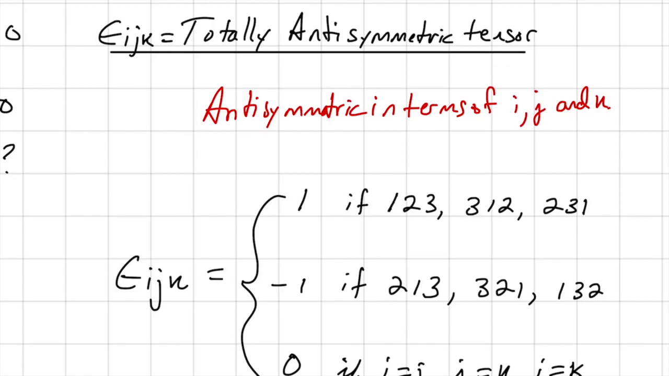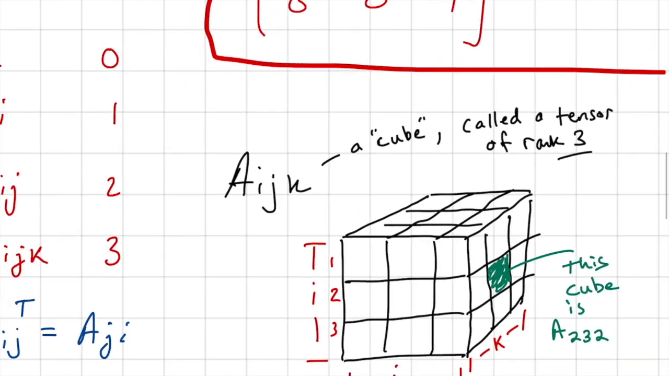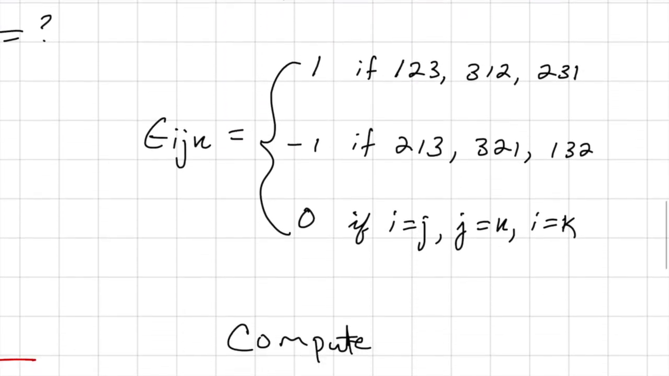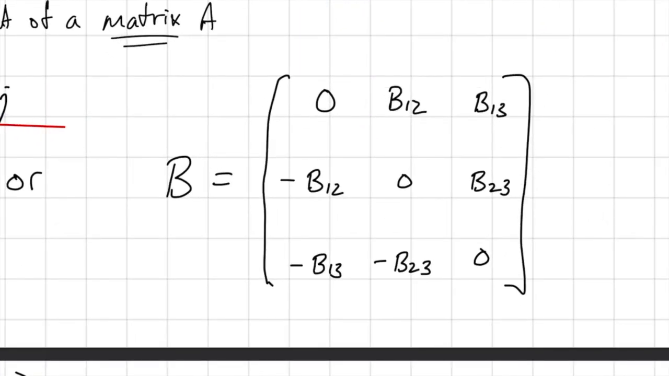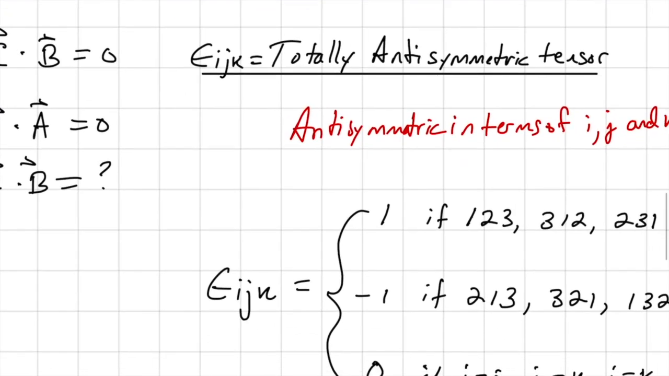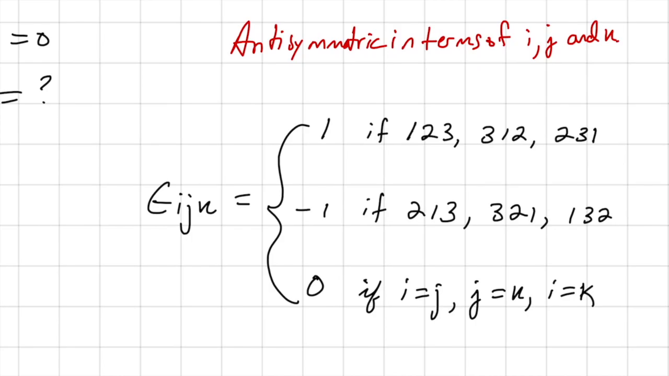So epsilon ijk is a tensor of rank 3. It's not a matrix. It's deeper than that. That's the sort of Rubik's Cube thing we're talking about here. And it has 3 values inside of it. It has 1s, it has 0s, and it has -1s, in the same way that our antisymmetric matrix had 0s, positive numbers, and negative numbers. But the antisymmetric tensor only has 0, 1, and -1. And so how do you figure out what this thing is?